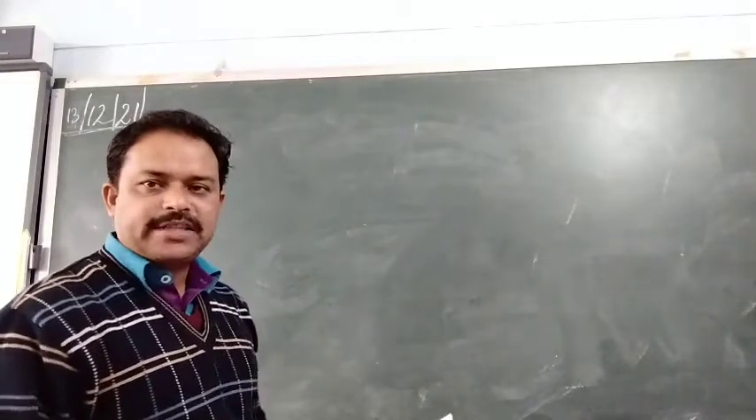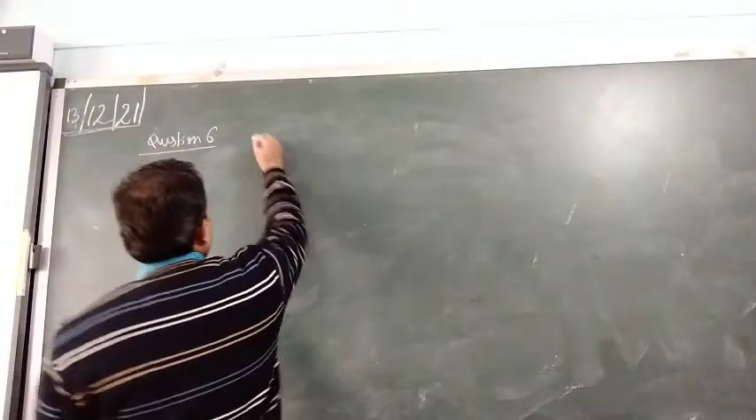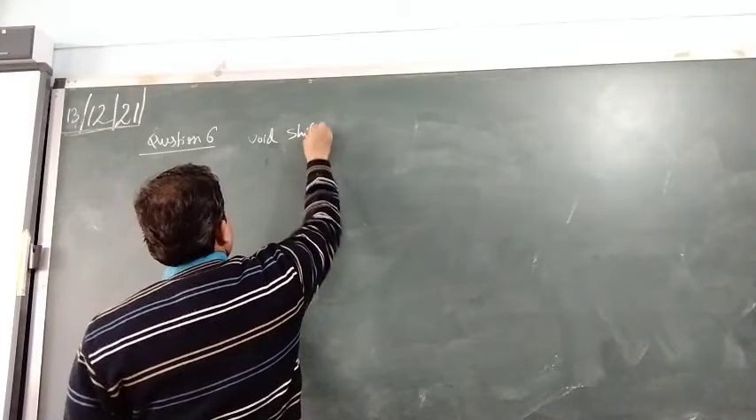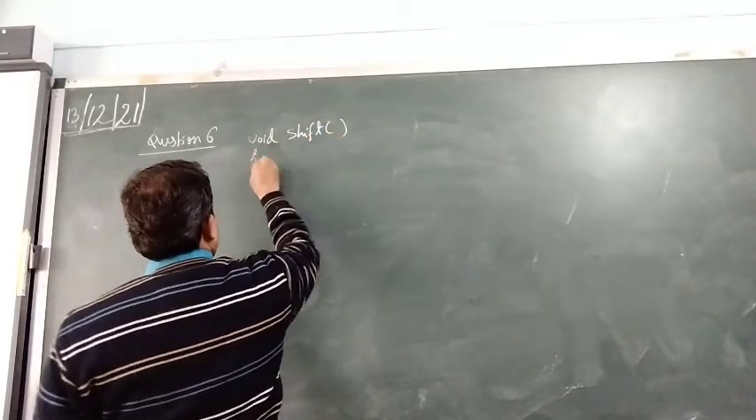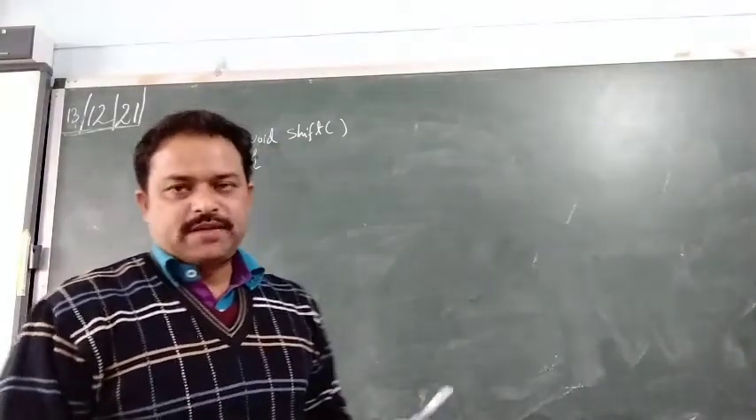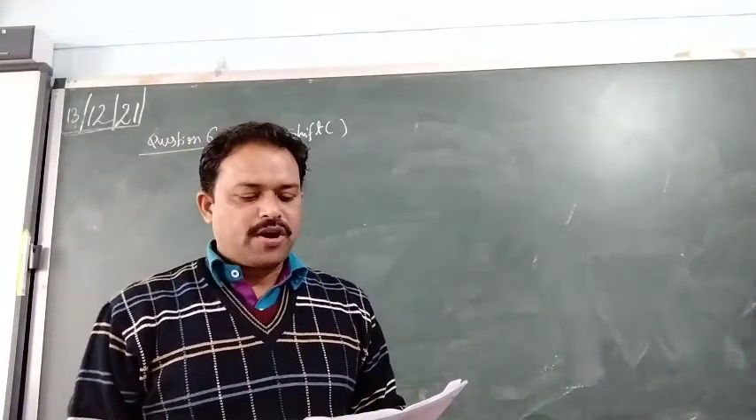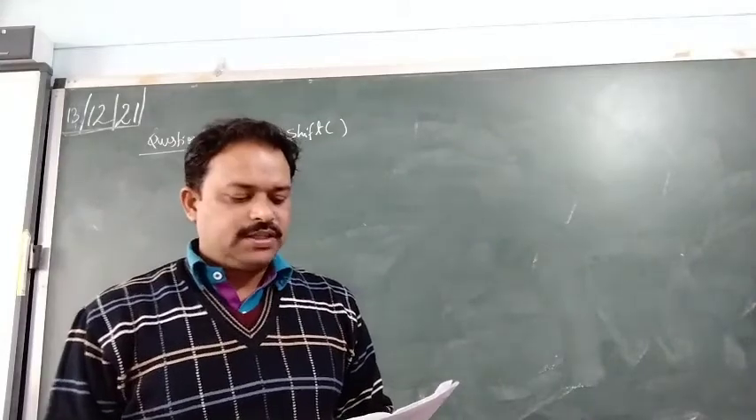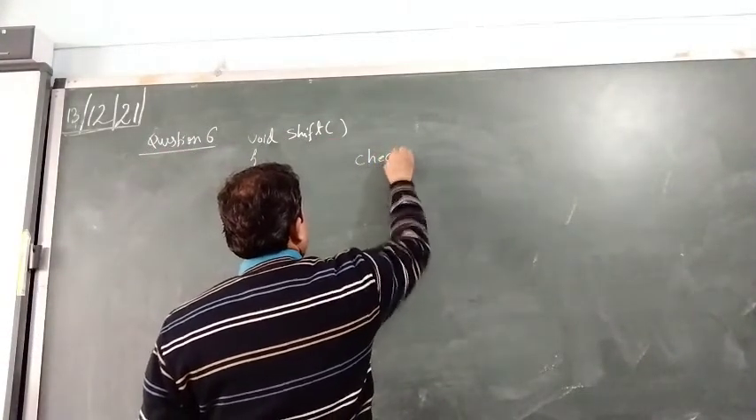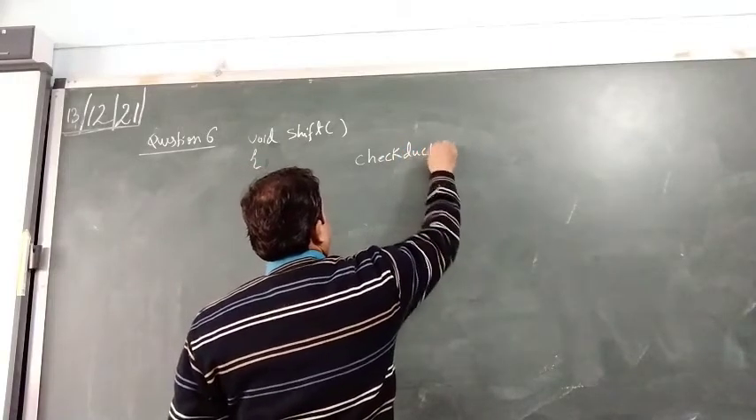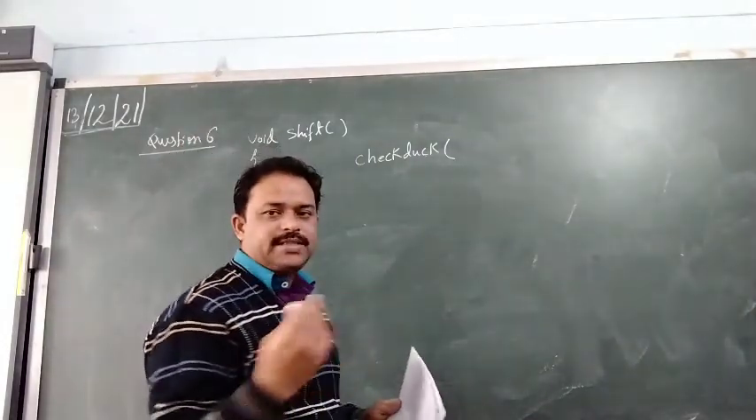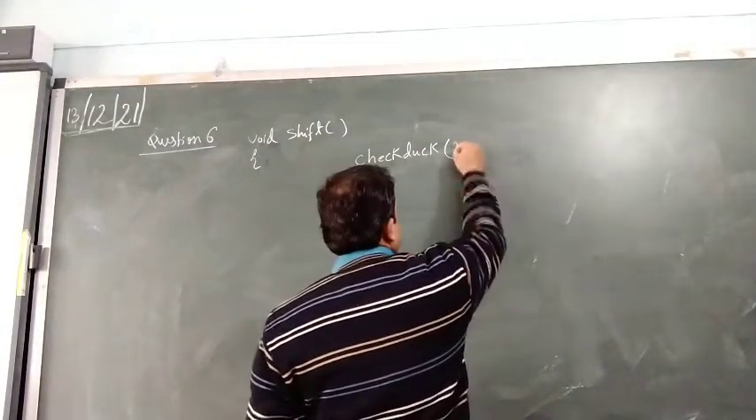Now I am going to make the next function, void shift. In this function, first of all I have to check whether a number is a duck number or not. So for that I will call the function checkDuck, in the beginning itself. To whom do you want to check? The original number. Where is that number? In num. So I have to pass num here.